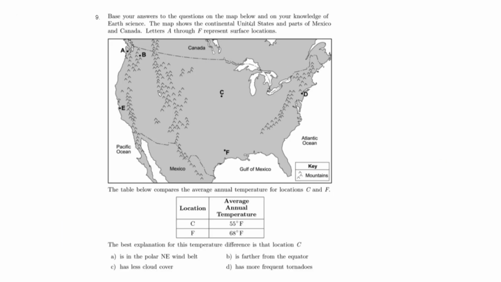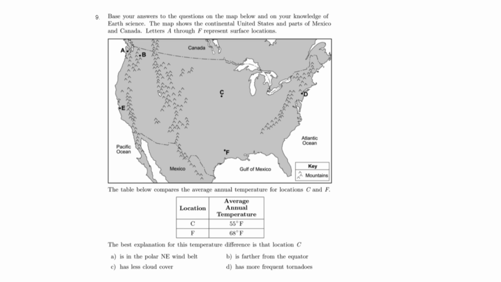Base your answers to the questions on the map below and on your knowledge of Earth science. The map shows the continental United States and parts of Mexico and Canada. Letters A through F represent surface locations. The table below compares the average annual temperatures for location C and location F. Notice that location C's average annual temperature is 55 degrees Fahrenheit, and location F's average annual temperature is 68 degrees Fahrenheit. Location F is warmer.